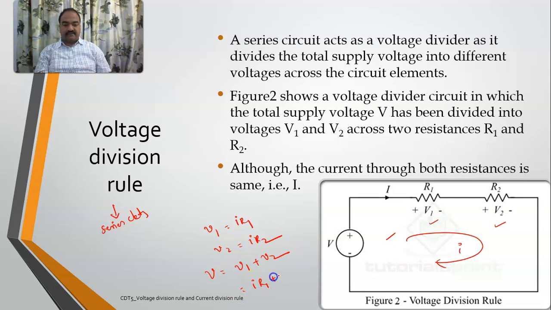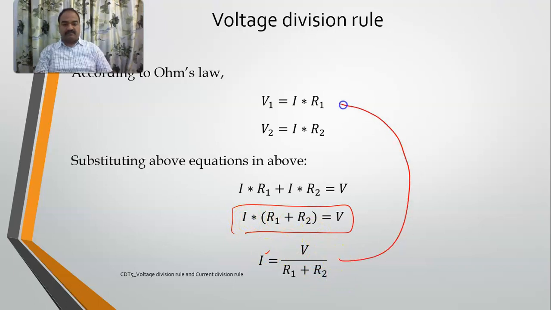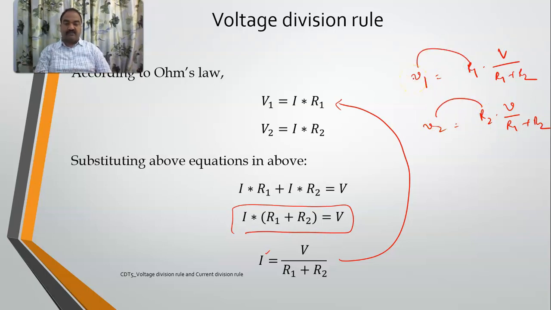So if I take I common, it is R1 plus R2. Isn't it? So, see, V is equal to I into (R1 plus R2). So what is the I value? V by (R1 plus R2). Now if I substitute this here, see what I will be getting. V1 is equal to R1 into V by (R1 plus R2). V2 is equal to R2 into V by (R1 plus R2). See, it is proportional to the same value, whereas in the case of currents it was inversely proportional.